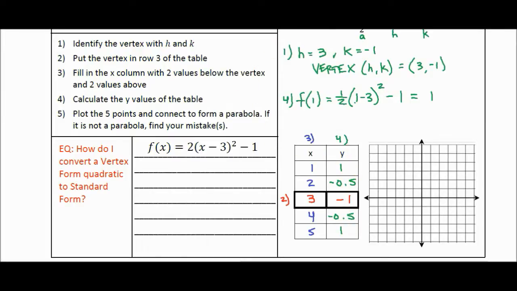Take a look at step number 5. Plot the 5 points and connect to form a parabola. Let's do that. 1, 1 is our first point. 2, and then negative 0.5, which is right here. It's halfway between the 2 units. 3, negative 1. 4, and also negative 0.5. And 5, and positive 1. So there is the shape and location of our parabola.